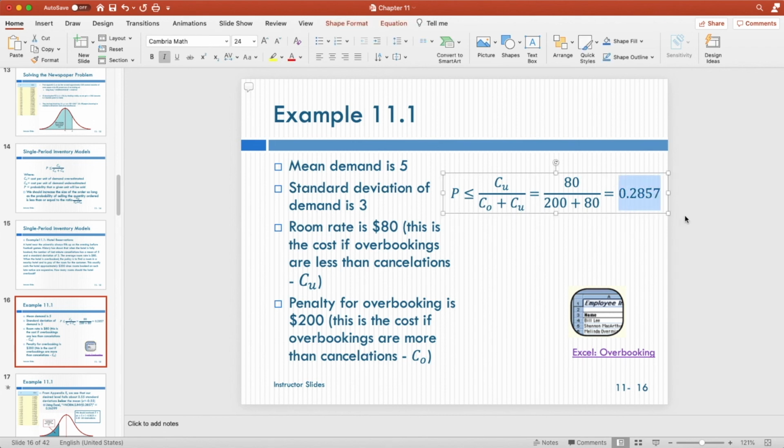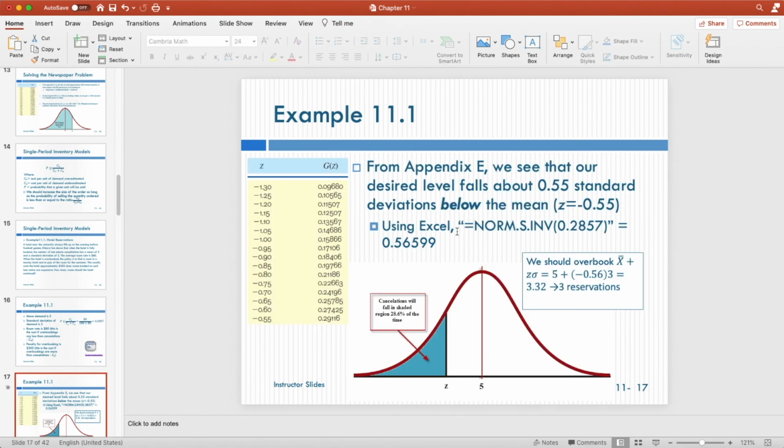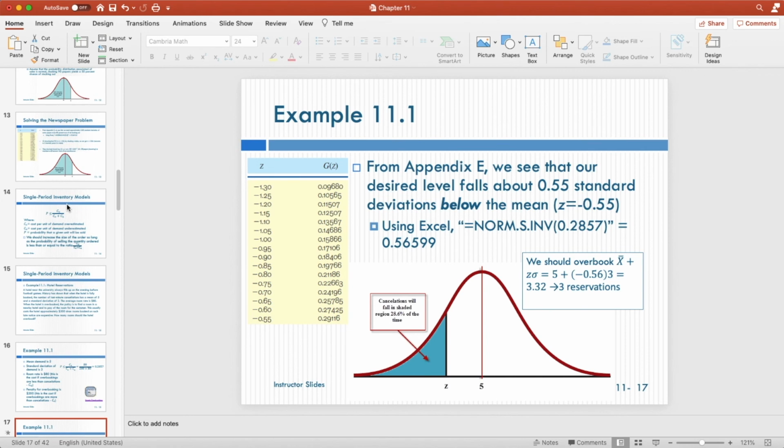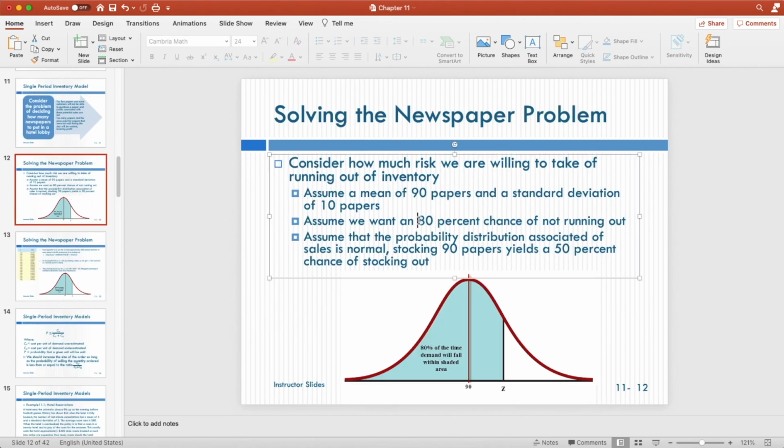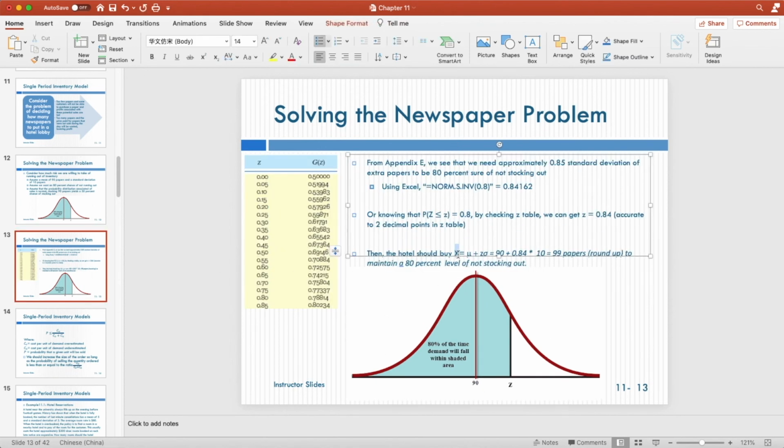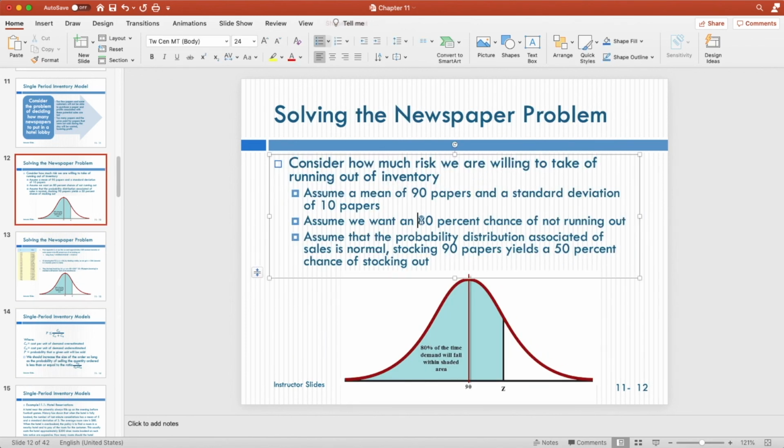So in this specific case, we're trying to maintain a 28.57% level, given the information within the context. Then we just repeat the whole procedure that we used in the simple case. Remember in the simple case, I directly told you that we try to maintain an 80% level, and then we do the whole process and get the corresponding X, which is 99 papers.